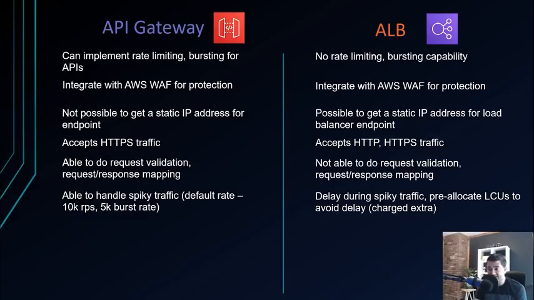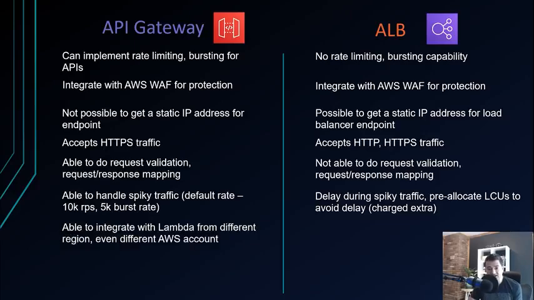ALB, if the traffic is super spiky, there could be a little delay. However, you can pre-allocate LCUs. We're going to take a look at the LCUs. This is like the capacity unit for ALB. It's like you can pre-warm underlying EC2s for ALBs, and then even when the traffic spikes, you won't face a delay. However, you have to pay extra for this because you are keeping things pre-warmed.